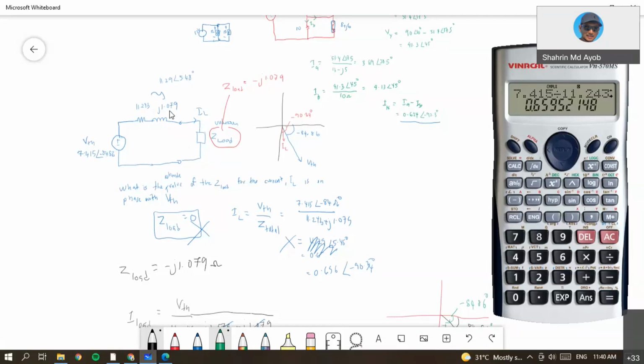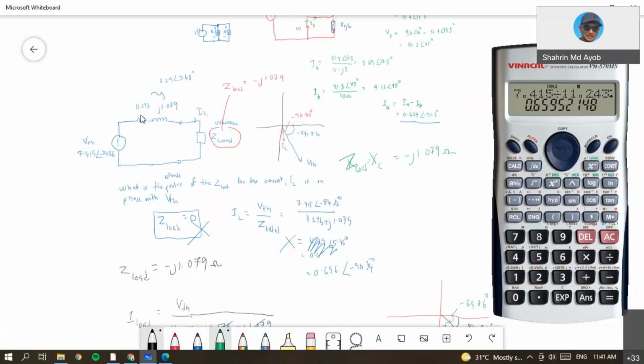eliminate the inductor effect here. The inductor is positive, so you need to make the Z load a capacitor. So your Z load is actually a capacitor with a reactance of negative j1.079 ohm. Negative, because this capacitor can cancel the inductor, meaning that the total impedance here is only resistor.